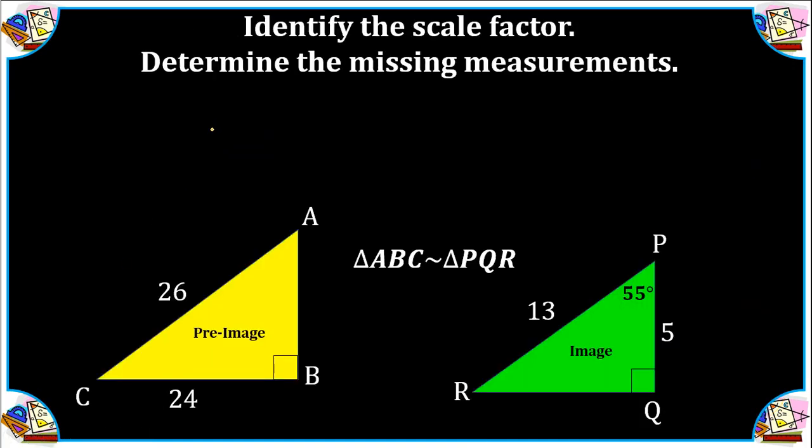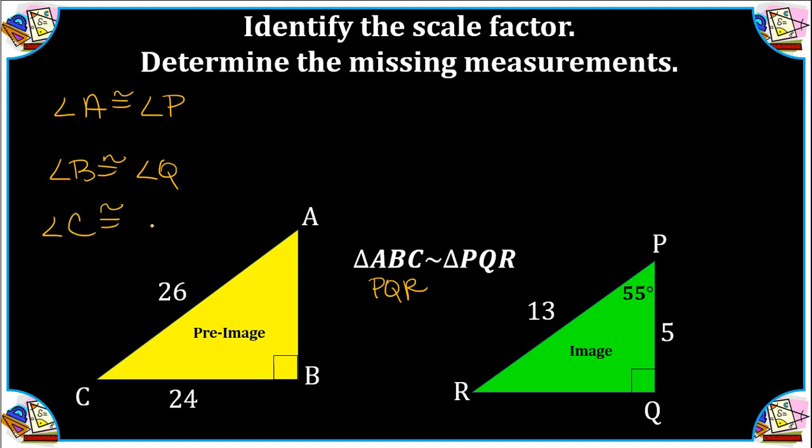Okay, now we're going to identify the scale factor. So here's our pre-image. It is telling us that these are similar. So I am going to write my statement vertically so I can identify all my corresponding parts. So ABC is similar to PQR, and we have angle A is congruent to angle P, angle B is congruent to angle Q, and angle C is congruent to angle R.